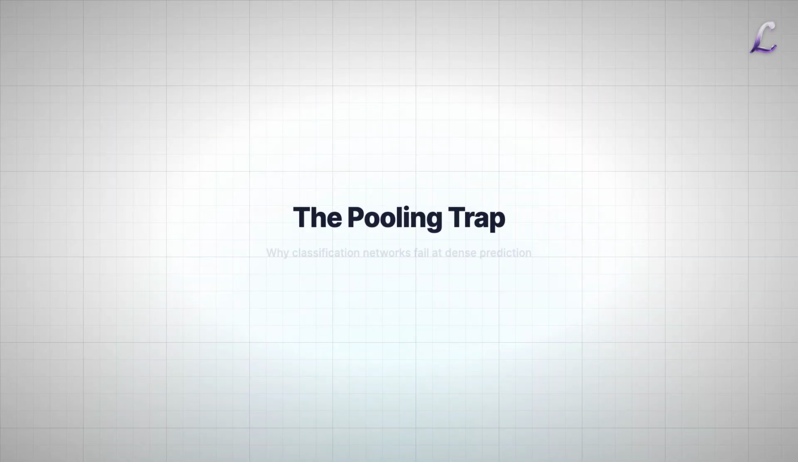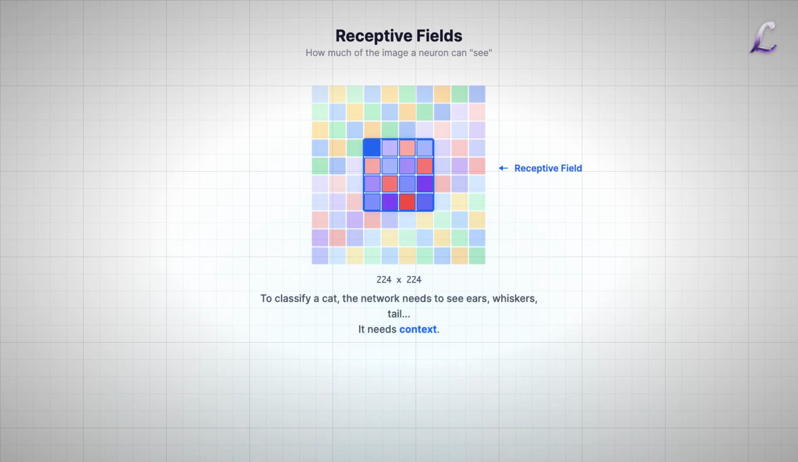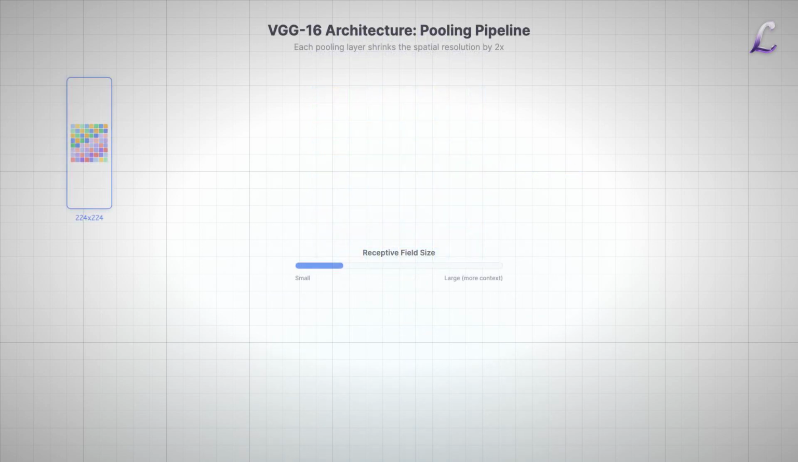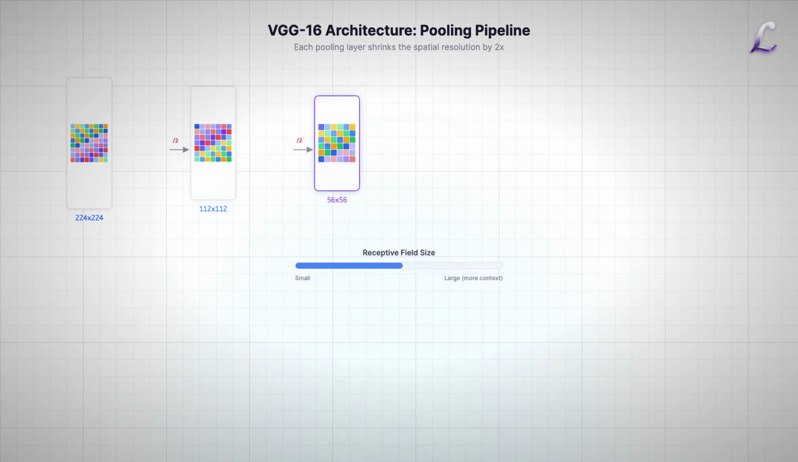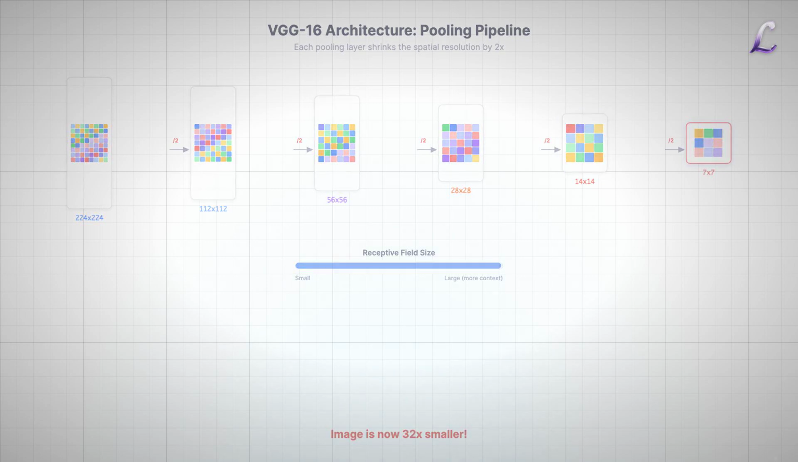To understand why this is a problem, we have to talk about receptive fields. To know that a gray patch of pixels is part of a cat, the network needs to see the ears, the tail, the whiskers. It needs context. In standard networks like VGG16, we get this context by pooling. We shrink the image. We downsample. By the time you reach the deeper layers, the image is 32 times smaller. You have great context. You know it's a cat. But you've lost the resolution. You don't know exactly where the cat's paw ends and the grass begins.